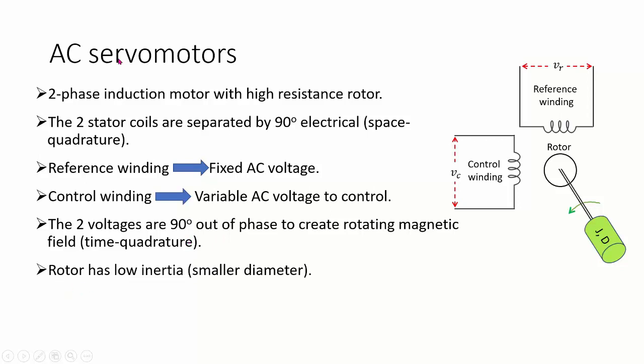And the second requirement for an AC servo motor that differs from the induction motor is that the rotor should have low inertia, and that is achievable by having a smaller diameter. So the rotor should have a smaller diameter in order to achieve lower inertia compared to a two-phase induction motor.